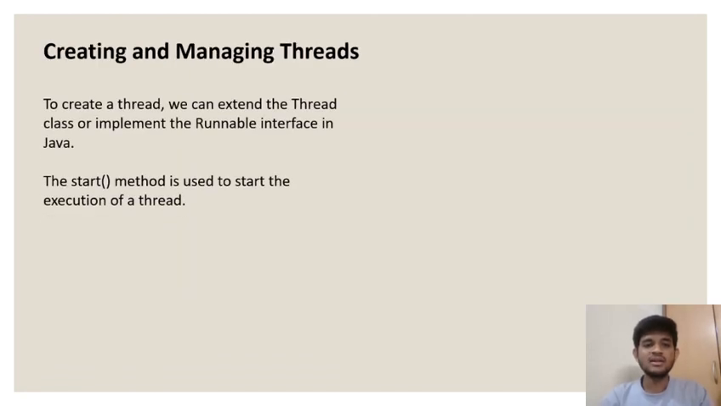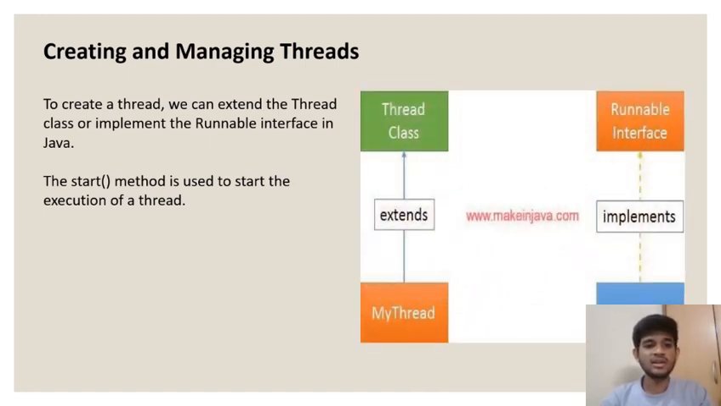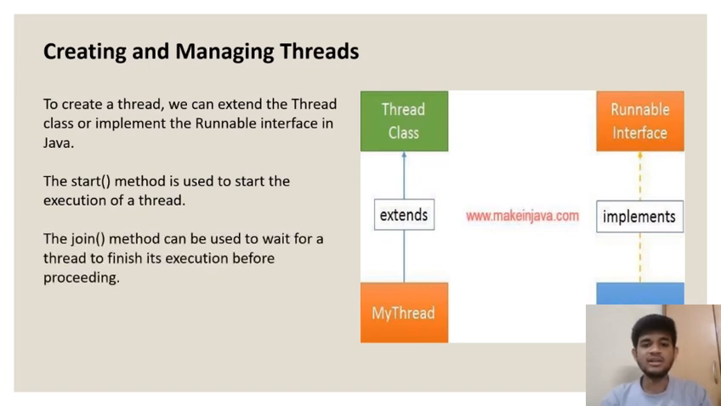Now let us see creating and managing threads. To create a thread, we can extend the Thread class or implement the Runnable interface in Java. The start method is used to start the execution of the thread. The join method can be used to wait for a thread to finish its execution before proceeding.